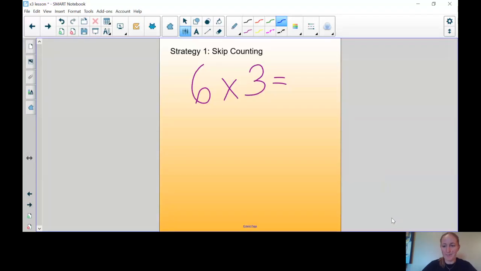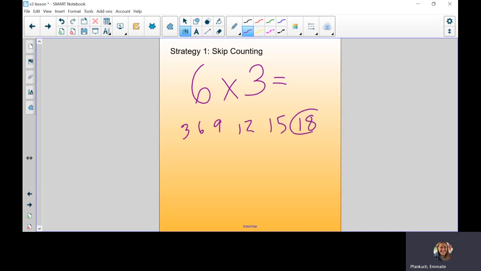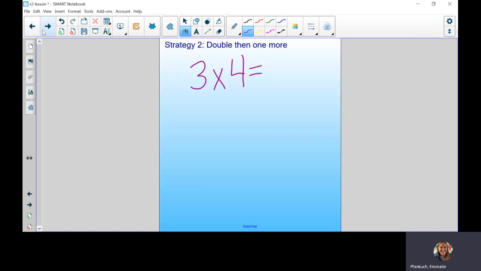Put 6 up for 6 times 3. 3, 6, 9, 12, 15, 18. I think I got it a little bit wrong on that one, but you guys are probably much better singers than I am. So what we did on that, we did 6 groups and we counted 6 times. 3, 6, 9, 12, 15, 18. I counted 3 6 times and I got 18. So once you memorize that strong, that's a really good strategy.